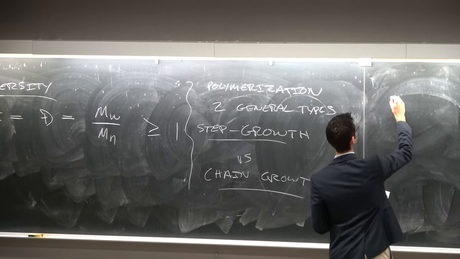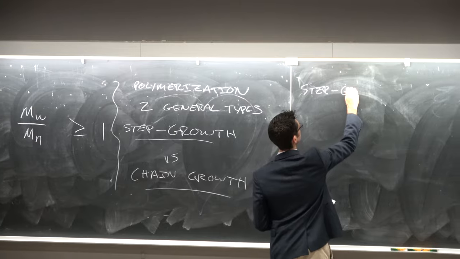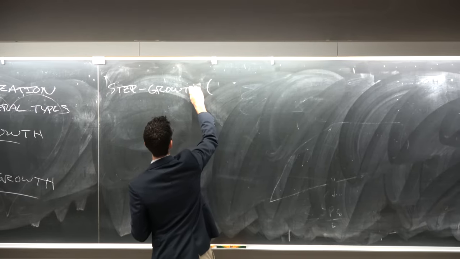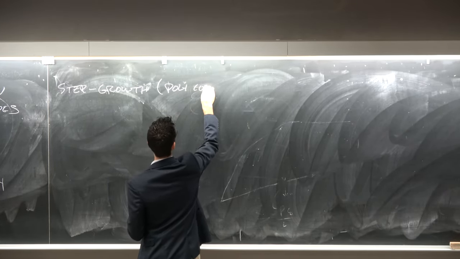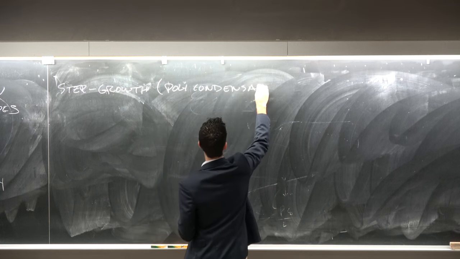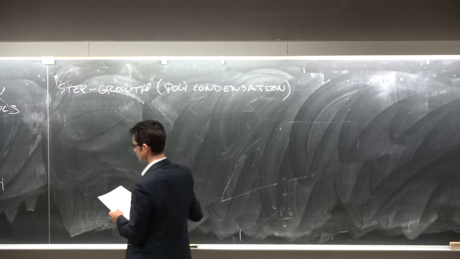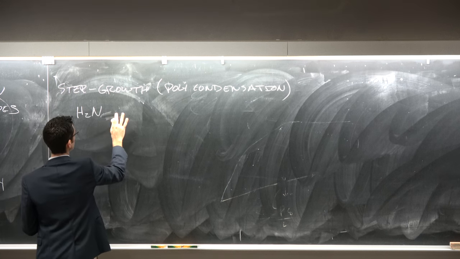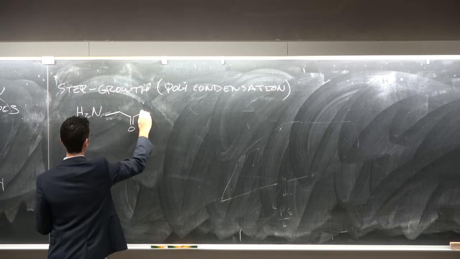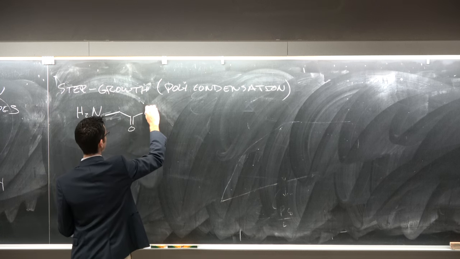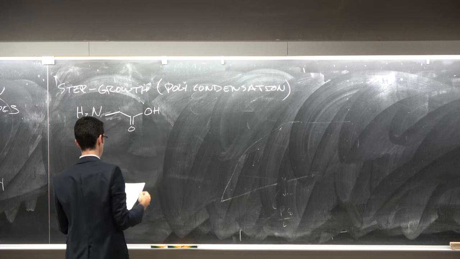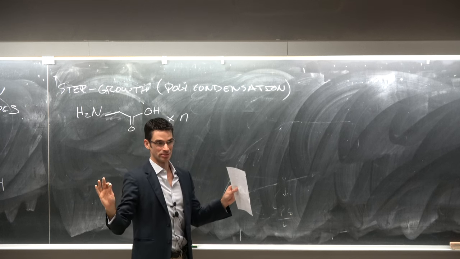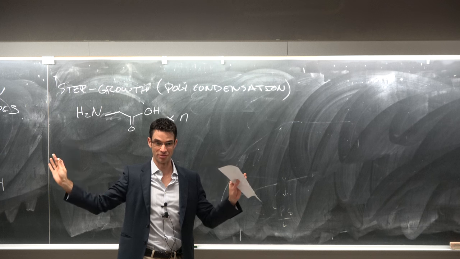Okay, step growth. This is sometimes called a polycondensation. And this is how a poly amino acid or polypeptide would be made. Except in biological systems, because they're made by enzymes, which screw up my whole argument here, but bear with me for now.